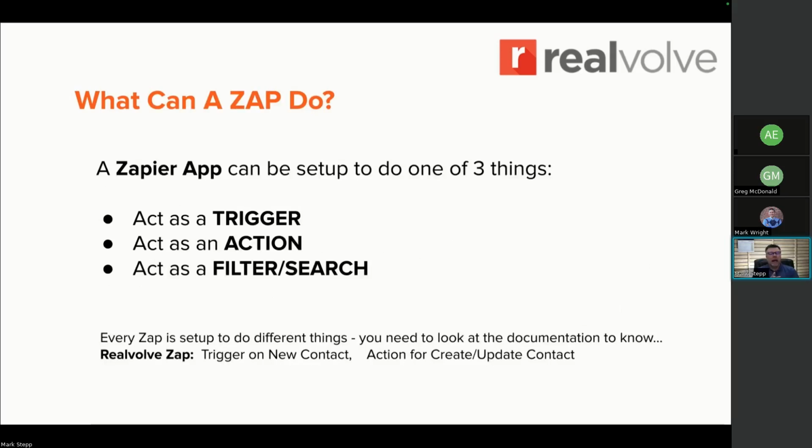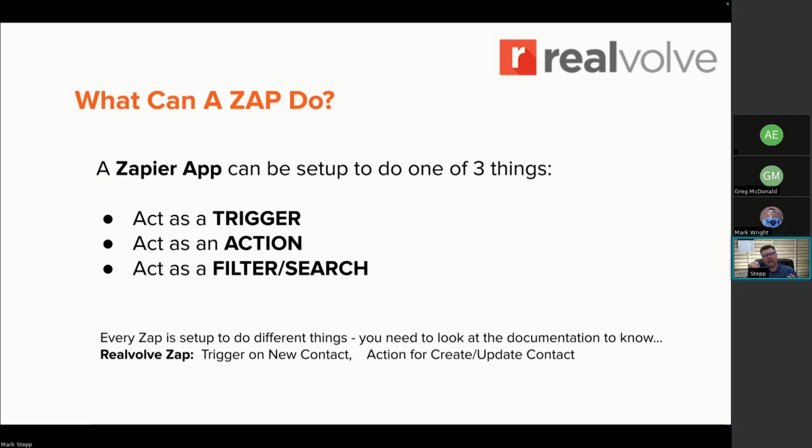So Zapier is an application that basically does three things. It acts as a trigger. It acts as an action. It can do something. So a trigger kind of acts on something.